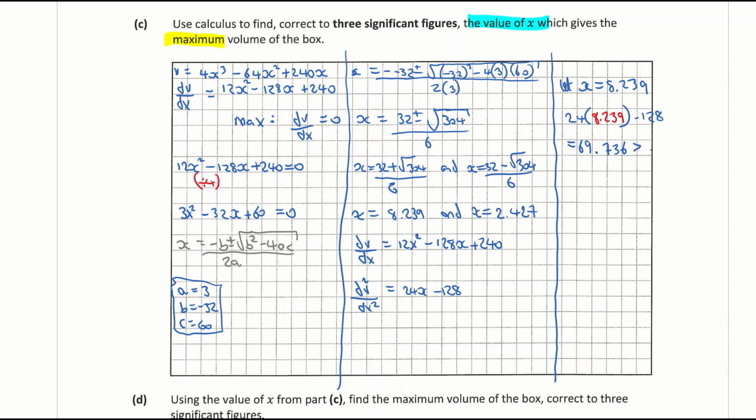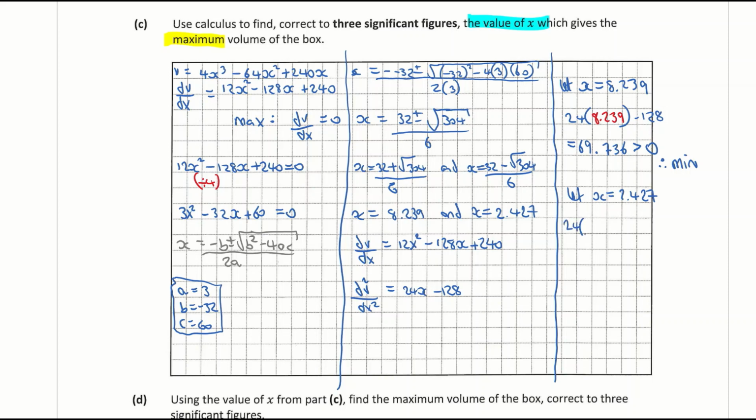That is greater than 0, so therefore this must be my minimum. But let's do our second one just to be sure we haven't made a mistake somewhere through our question. Let x equal my other value, which was, what was my other value? 2.427. So this is my second value for x.